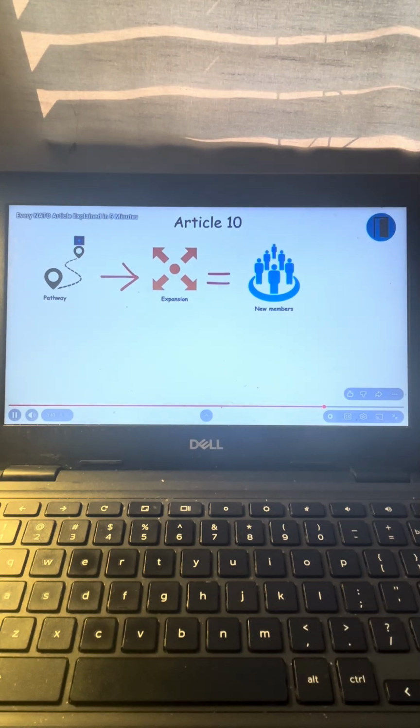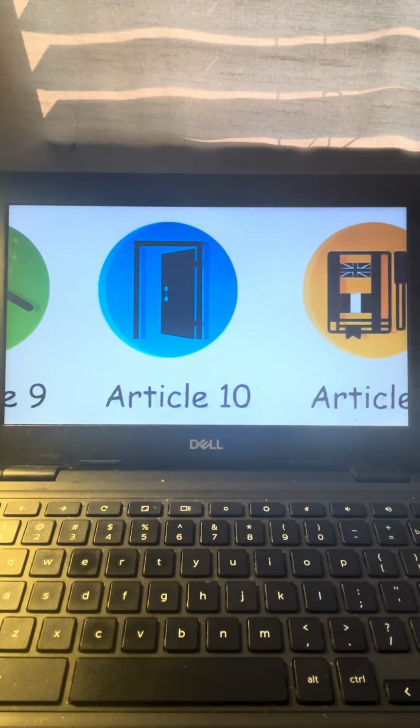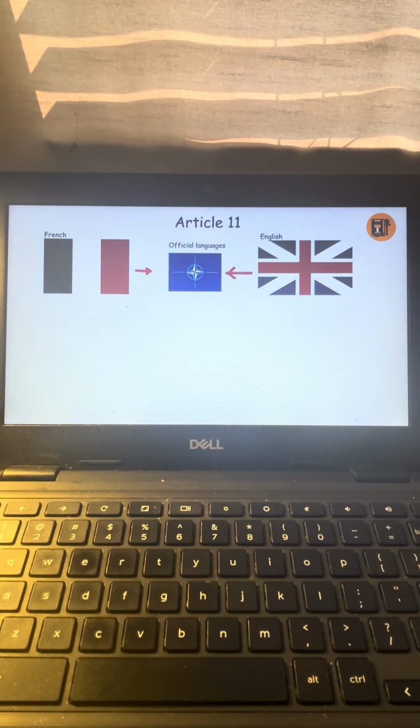It's about the growth and adaptation of NATO, ensuring the alliance remains relevant and capable of responding to new security challenges. Finally, Article 11 outlines that the treaty is established in English and French, the two official languages of NATO.